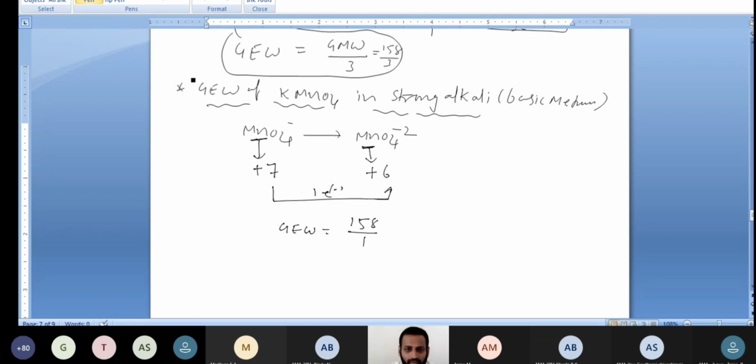So finally, we had one conclusion here, how to calculate the gram equivalent weight of oxidants. Okay, and tomorrow we have a few more examples based on these gram equivalent weights. Okay, thank you very much.